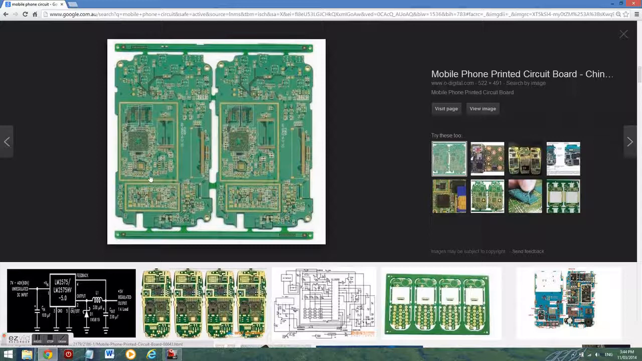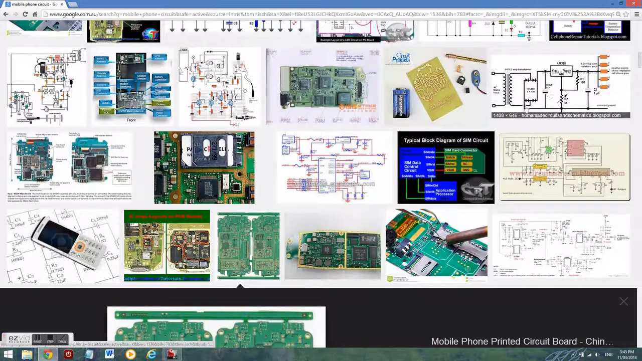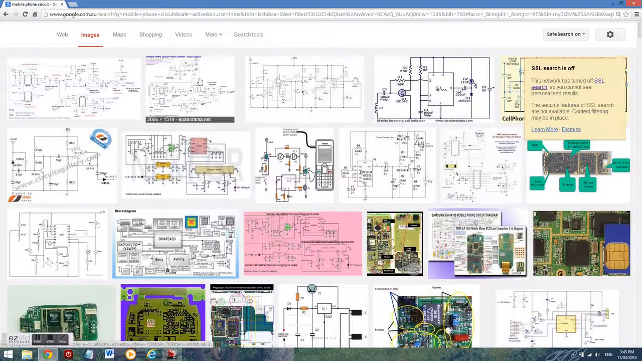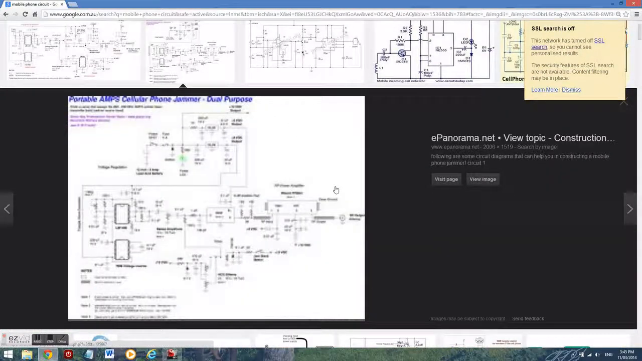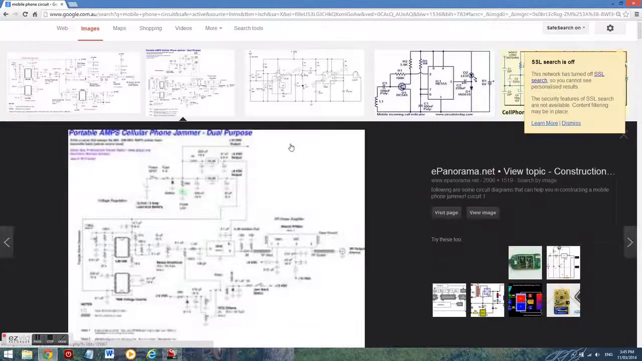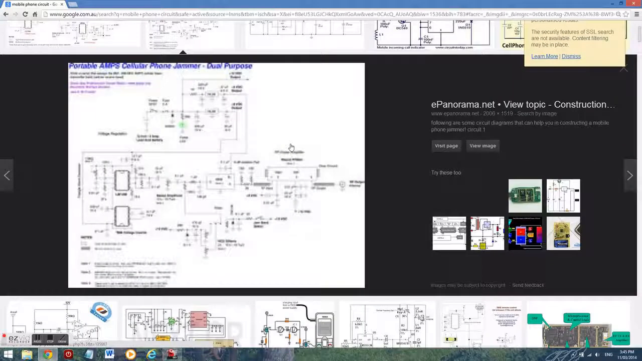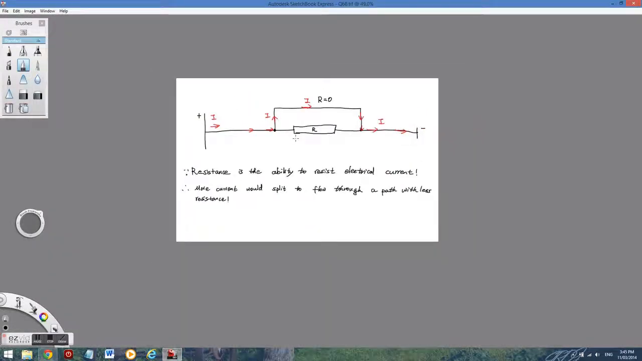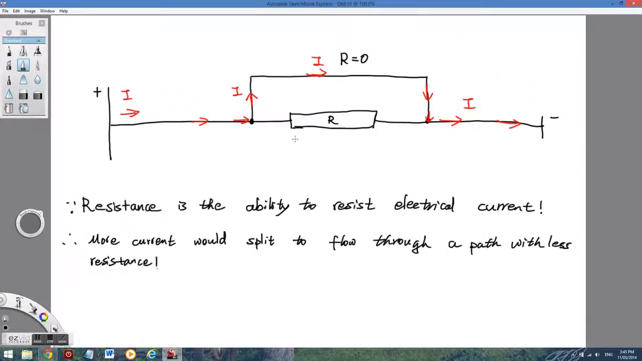If I provide you something more complex like this, just give it a second. It's loading. Now have a look at what happens if you drop your phone.